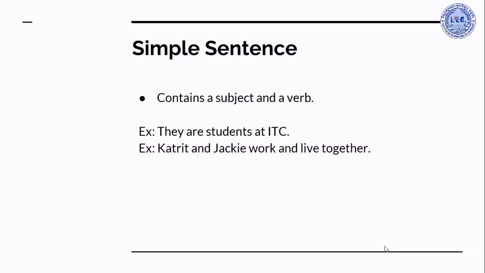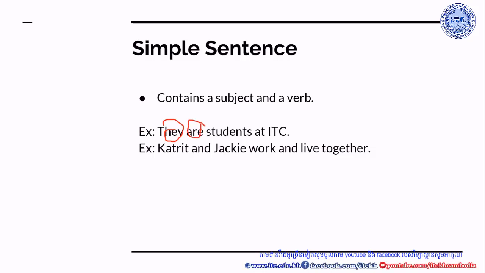So as you can see here, example number 1, they are students at ITC. So when there is a subject and when there is a verb without coordinator or subordinator, it is called simple sentence. And in a moment you will know what is a coordinator and what is a subordinator, but now we focus on simple sentence first. Again, simple sentence contains a subject and a verb without any coordinator or subordinator.